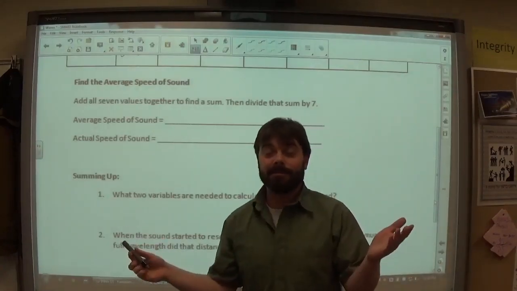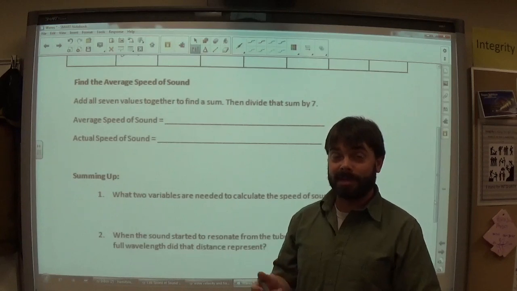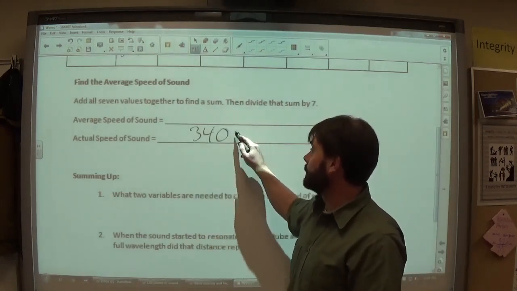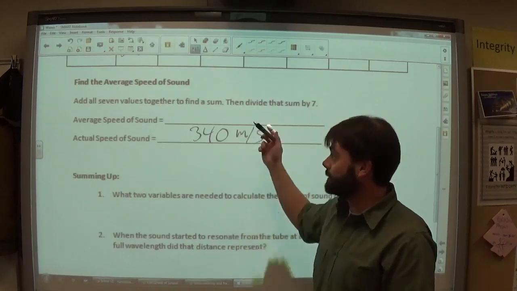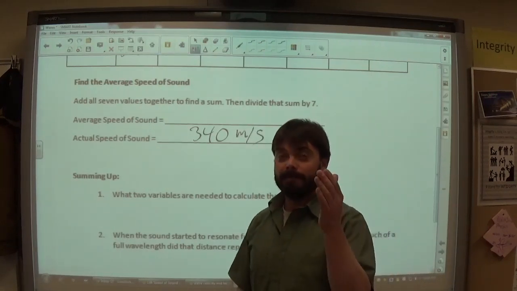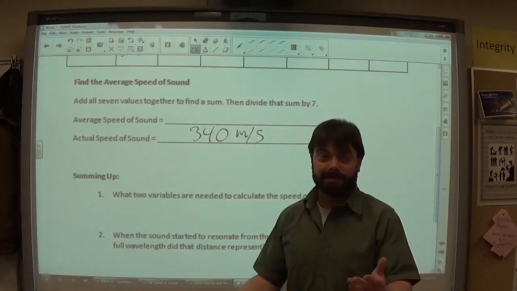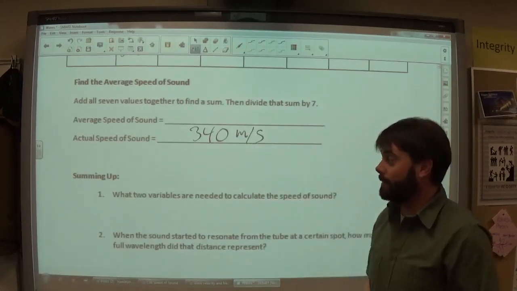Alright, so let's see what you guys got. The actual speed of sound that we're going to go with, the accepted value for the speed of sound, is 340 meters per second. Of course, this varies a little bit. Take a look at whatever you got. It's probably pretty close to this, and you can conclude based on those observations.